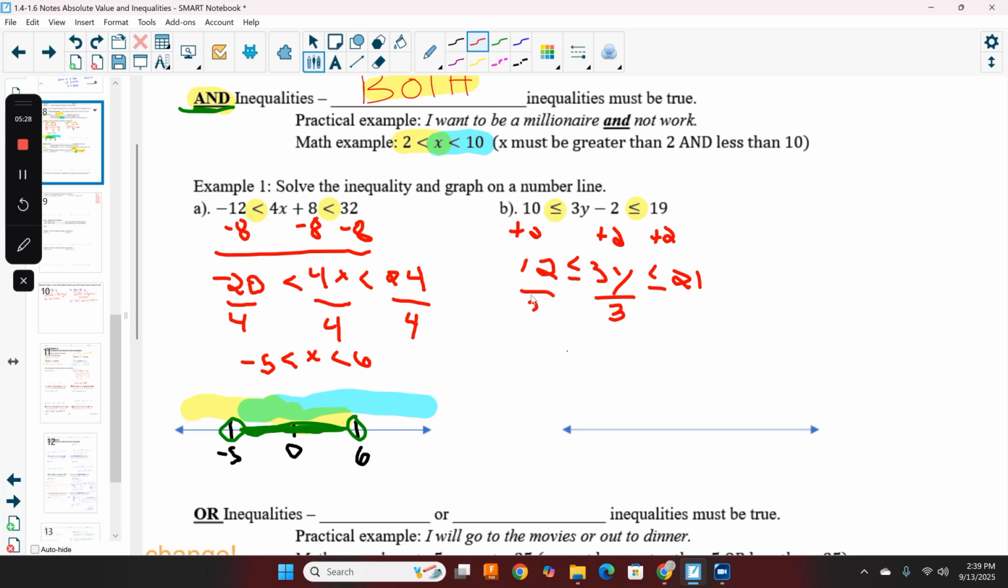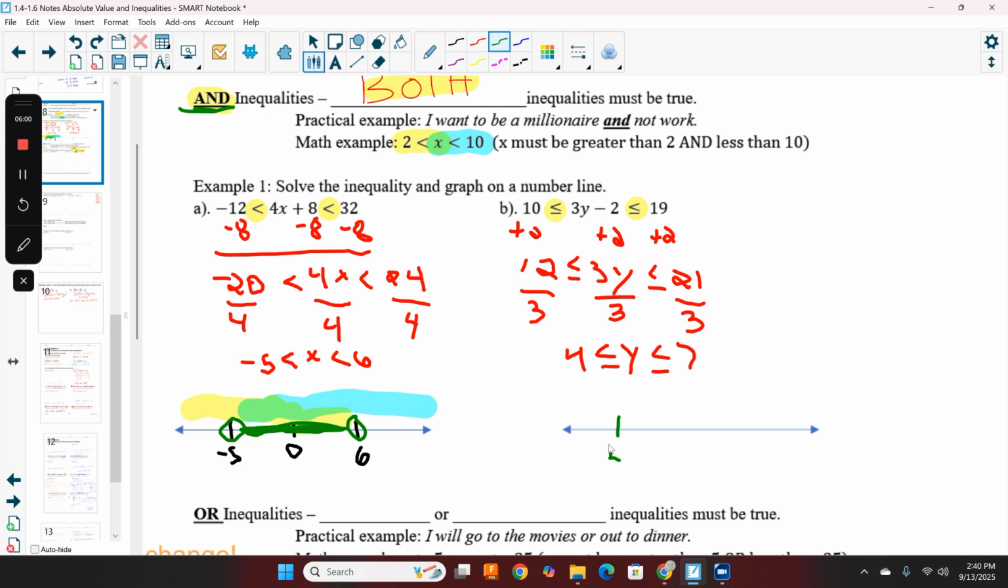And if you thought my writing on the board was messy, I'm trying to draw with the mouse, so I'm doing my best. 4 is less than or equal to y is less than or equal to 7. Okay, so I don't have as many points this time. I'm going to skip that intermediate step of talking about where they overlap. You don't have to do that.